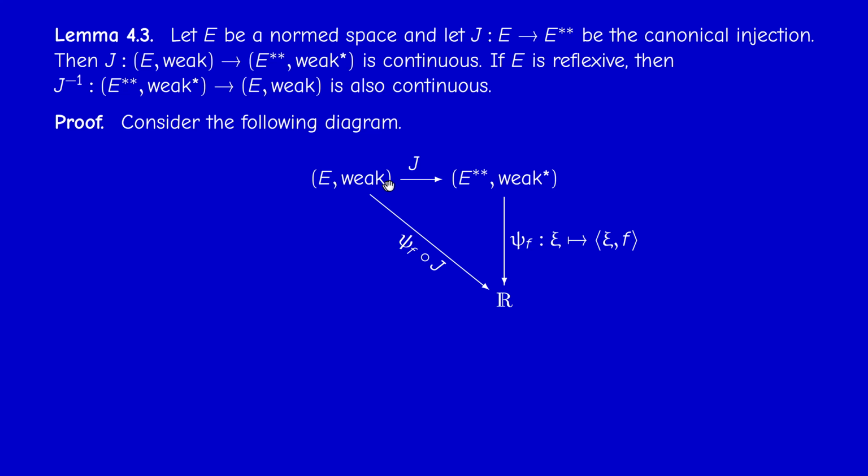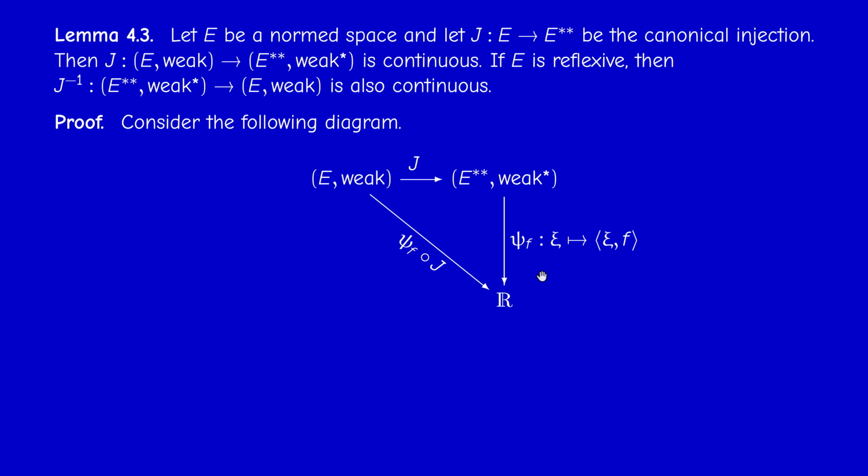Okay, how do I know that a map from Z to E double star with the weak star topology is continuous? I consider this diagram. It's very important always to go back to this diagram. Okay, so J is continuous if and only if psi f of J is continuous for every f in the dual of E star.